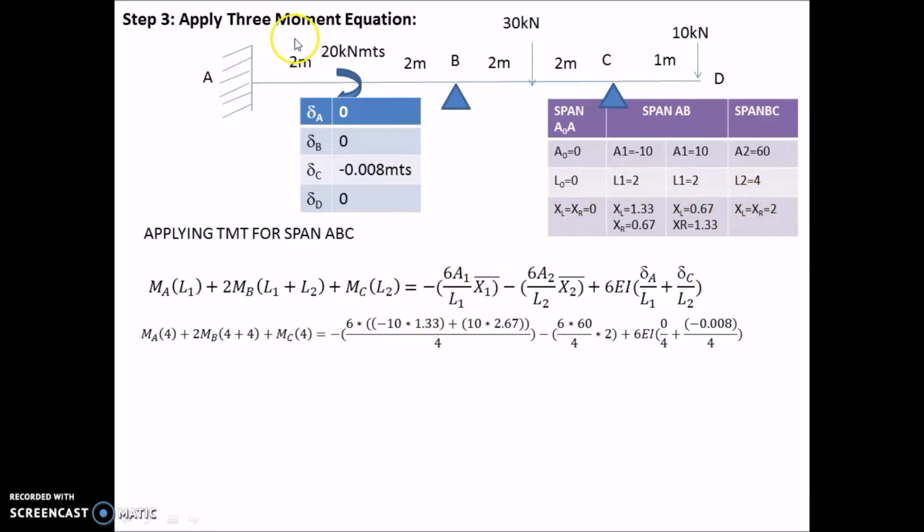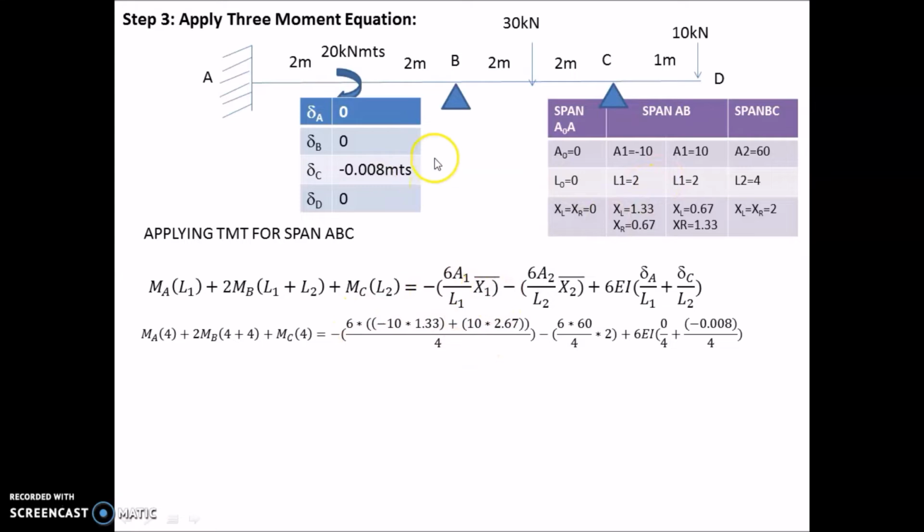Now here again, this is for span AB and this is for span BC. Since the mid support for span ABC is B, for span AB we have to take XL, and for span BC we have to take XR, that is from point C. So here we have to take XL. Here, minus 6 divided by L1, where L1 is 4.